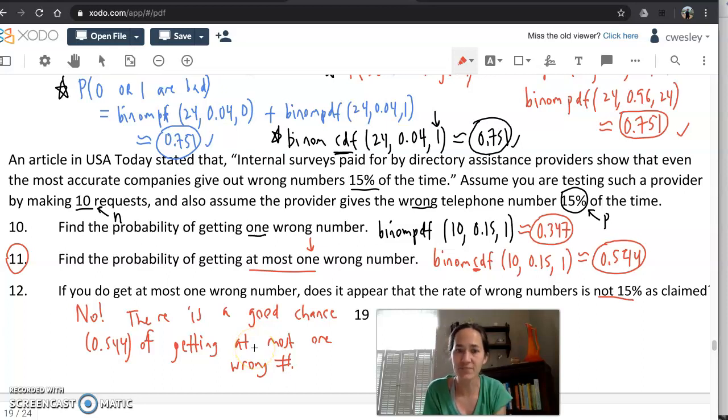So I'll trust it. I like those odds, and I hope you enjoy the rest of your day in this practice with binomial probability distributions. See you soon.